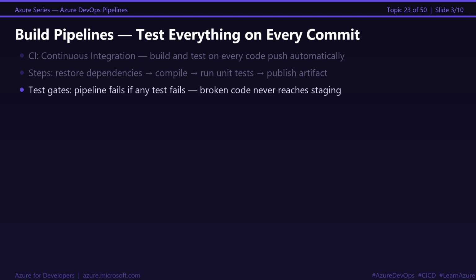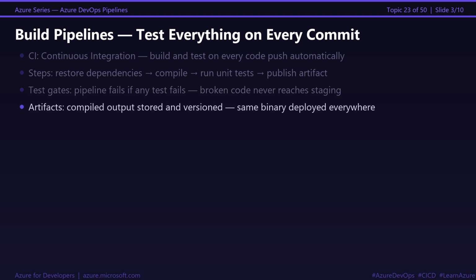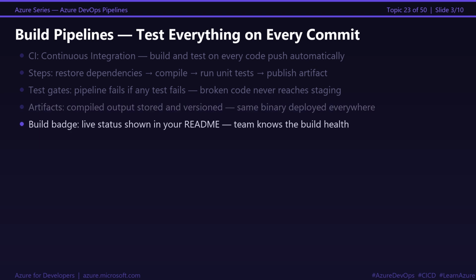But here is the catch that teams miss. The artifact published in step 4 is the exact binary that gets deployed everywhere. Dev, staging, production all get the same compiled output. Not code that gets recompiled on each server. The same binary, promoted through environments. This eliminates an entire class of bugs where code worked in dev but failed in production. Because something compiled differently on the production server.